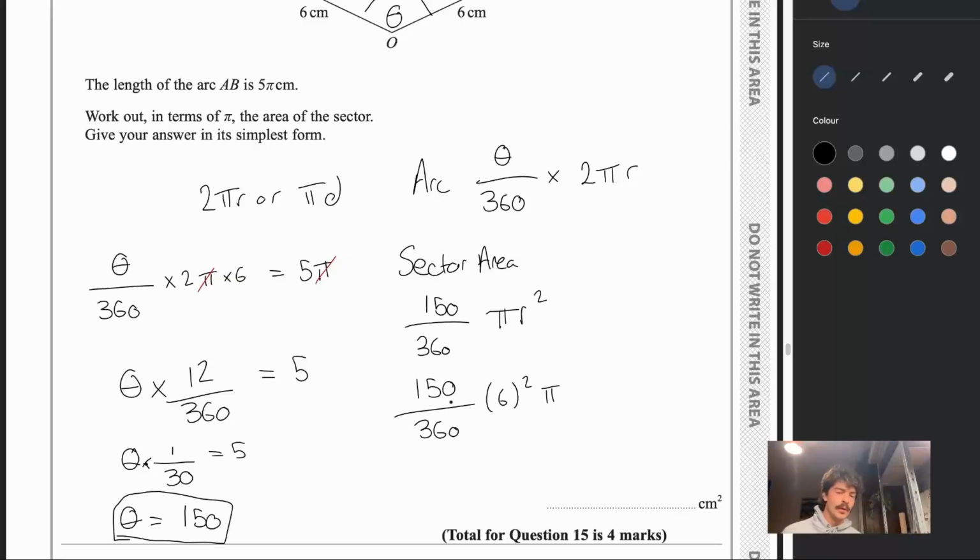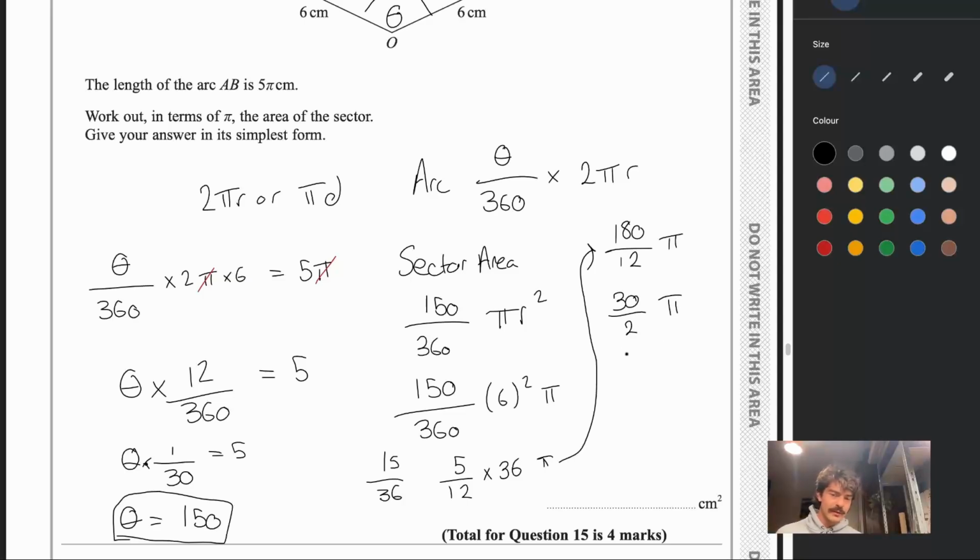A little bit of simplification and rearranging here. We want our answer in its simplest form. 150 over 360 becomes 15 over 36, which will become, what's that going to be? Divide by 3, 5 over 12. 5 over 12 times by 36 pi. Oh, we're going to need a little bit more space here. I'll go up again. We'll end up with 180 over 12 pi. And at this point, thankfully, both of these nicely divide by 6, giving us 30 over 2 pi. Oh, and look, we can go one step further, 15 pi. Very nice.